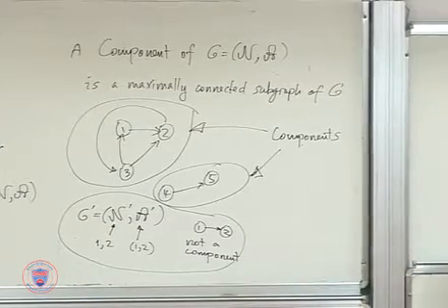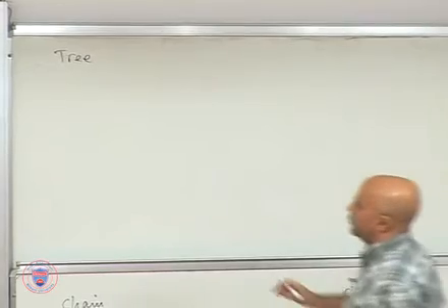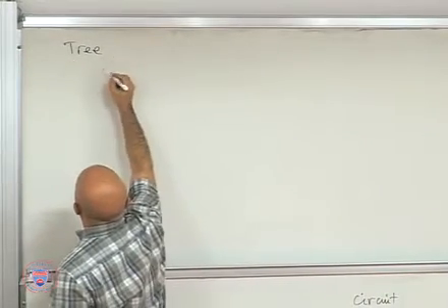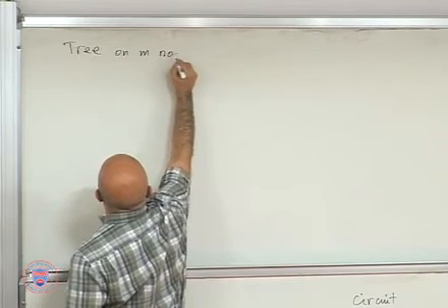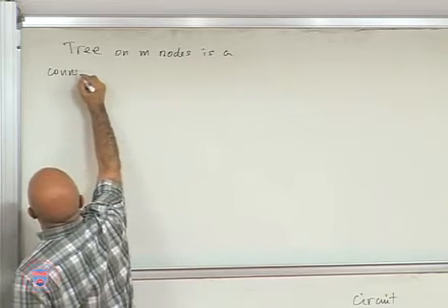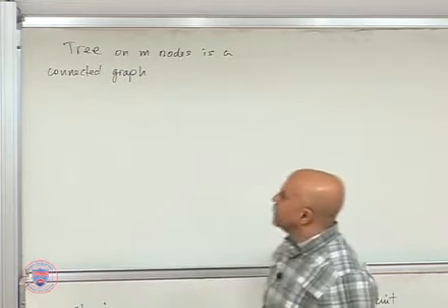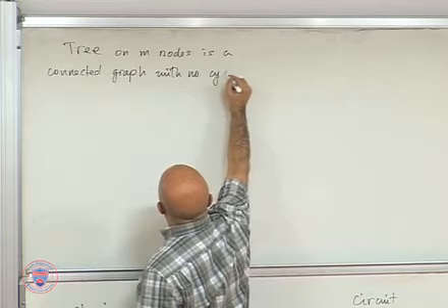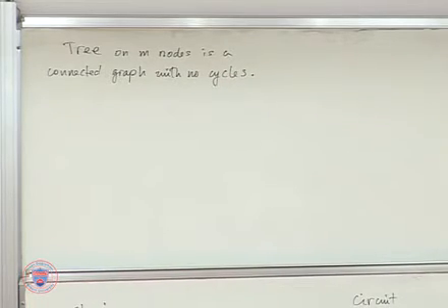Now, here's an important concept, tree, a special type of graph, which we're going to use quite often in the context of network flows. What's a tree? A tree on m nodes is a connected graph with no cycles. Okay? That's what a tree is.